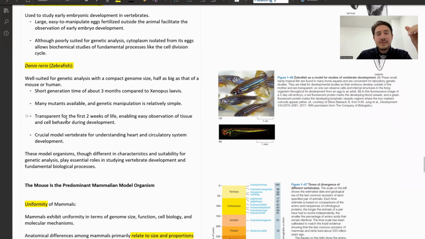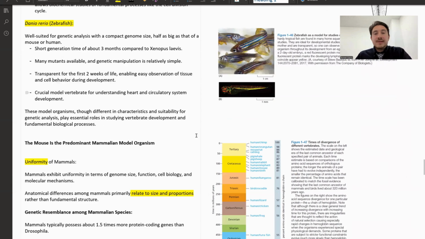One of the most important things is the transparency of the eggs and the development of these organisms, which helps in easy observation of tissue and cell behavior during development. Okay, so it's a crucial model for understanding the heart and circulatory system, especially if you're doing studies relating to regeneration. The fish does have some ability to regenerate.